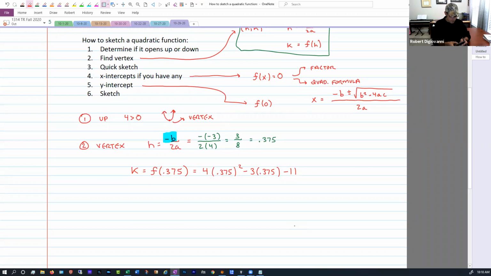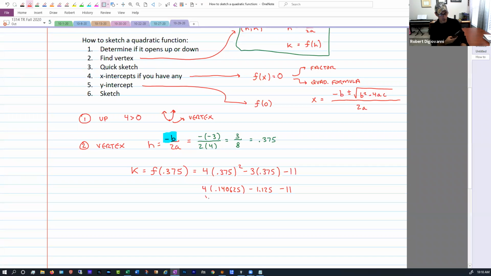So 0.375, I'm going to square it first. So this gives me 4 times 0.140625 minus, let me go ahead and do that, 3 times 0.375. So I get 1.125 and then minus 11.